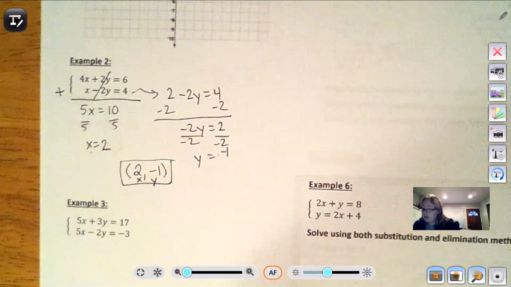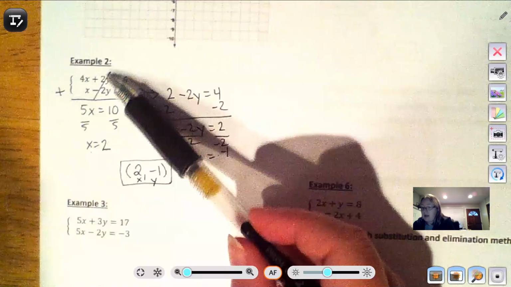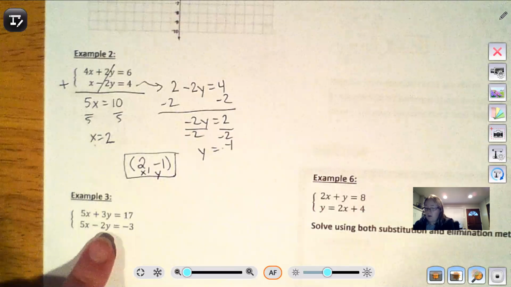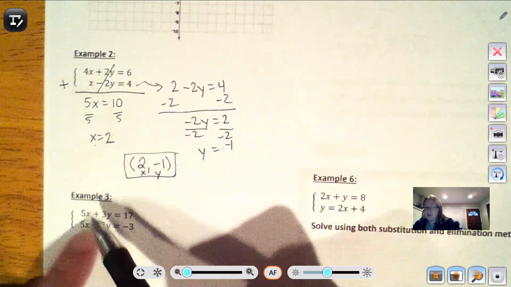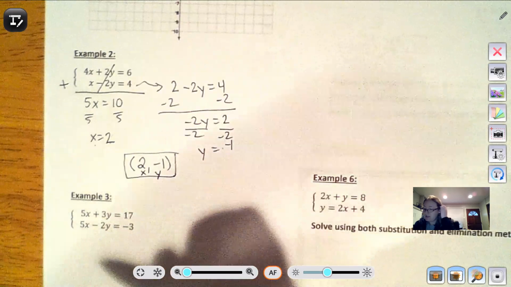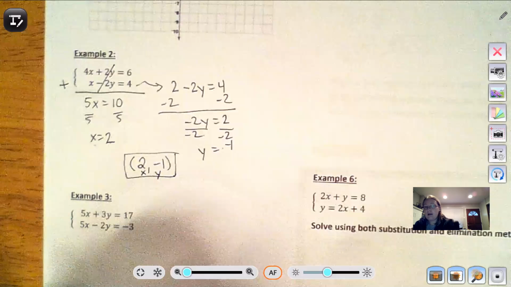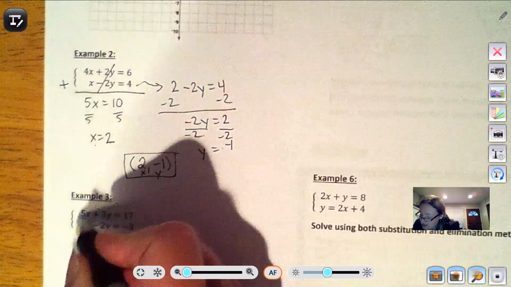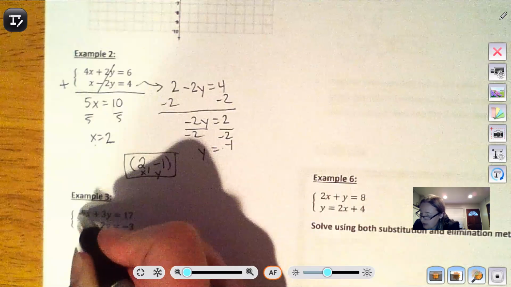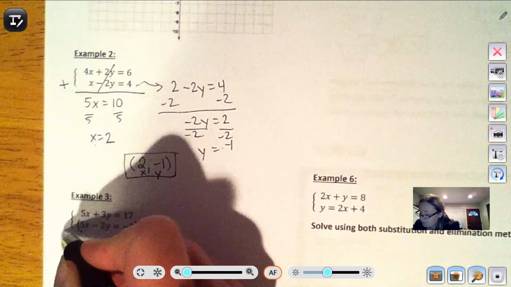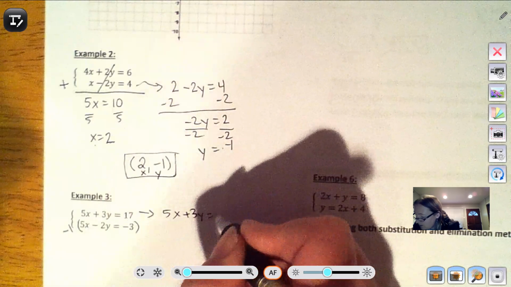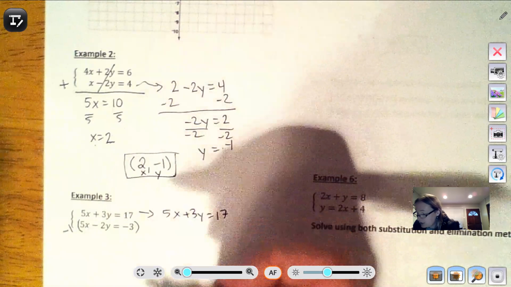Sometimes we're not so lucky. Like this one, the y is eliminated just by adding. Sometimes they don't. So we look at the x's, we look at the y's, and we see how can we multiply the entire equation to make it equivalent in such a way that the x's or the y's are opposites. So if I wanted the x's to be opposites, I could multiply this by -1. Or I could have multiplied the top by -1. It doesn't matter.